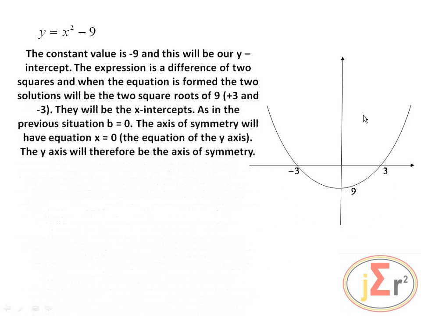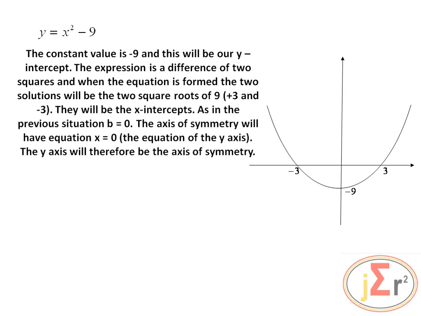Here we have another curve. The constant value is -9, and this will be our y-intercept. So we expect the y-intercept to be at -9. The expression is a difference of two squares, and when the equation is formed, the two solutions will be the two square roots of 9, which is one will be a +3 and the other will be a -3. Therefore, the x-intercepts will be +3 and -3. They will be the x-intercepts.